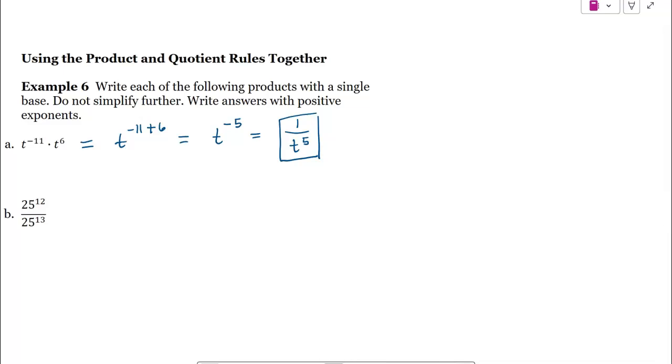For example B, the base here is 25. So this is like 25 to the 12 minus 13 power, or 25 to the negative 1st power. This would be 1 over 25.